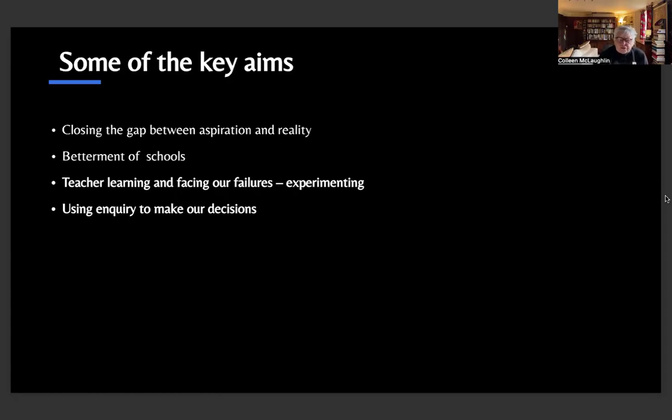What we're trying to do is make schools better places for students, for teachers, for parents. So the key aims are those two things: to help teachers to learn, and for us to realize that our failures are really, really important. Our failures teach us things. What do we learn? We need to experiment. We need not be trying to get it right all the time, but we need to be experimenting, innovating. And mostly we need to be using inquiry to make our decisions. Next slide, please.